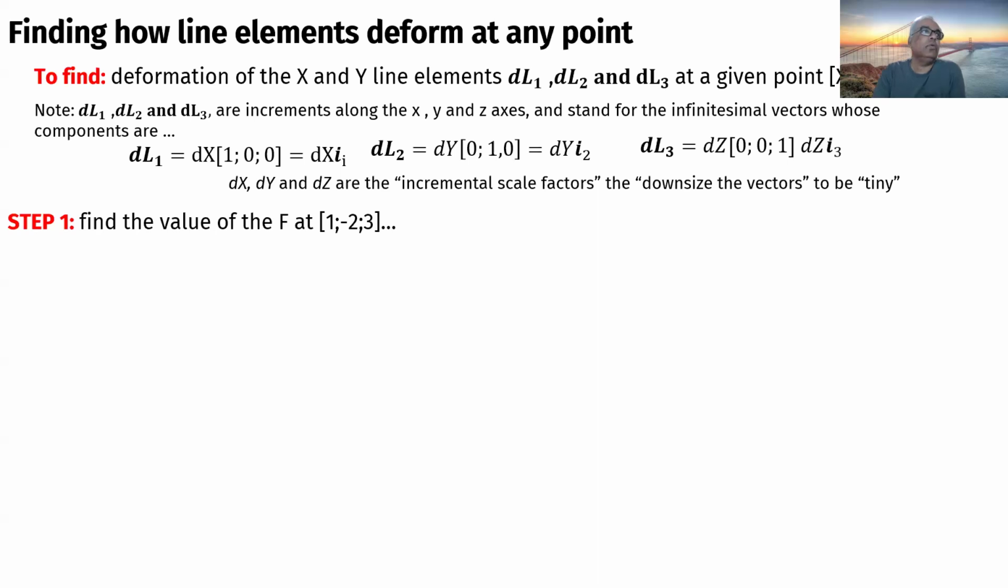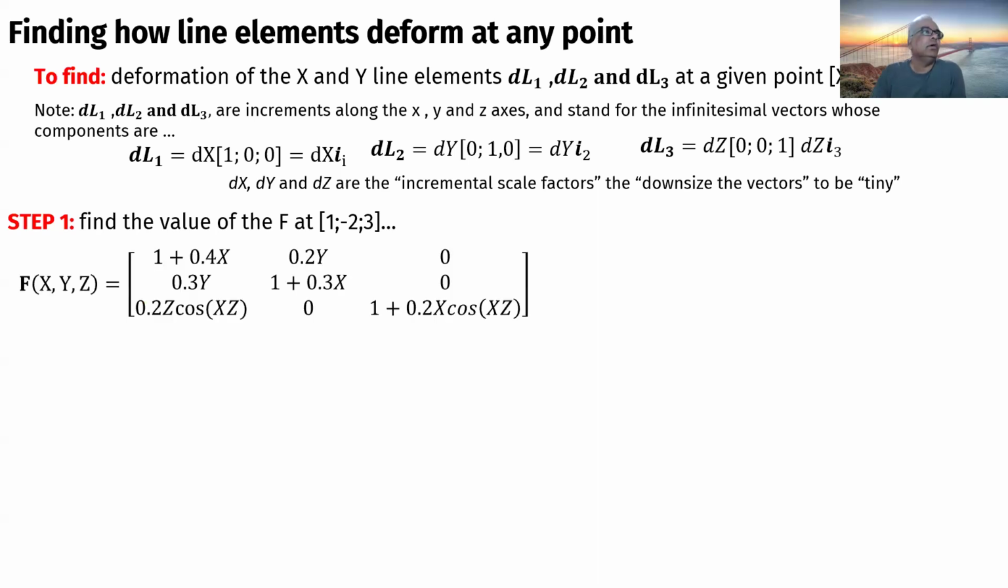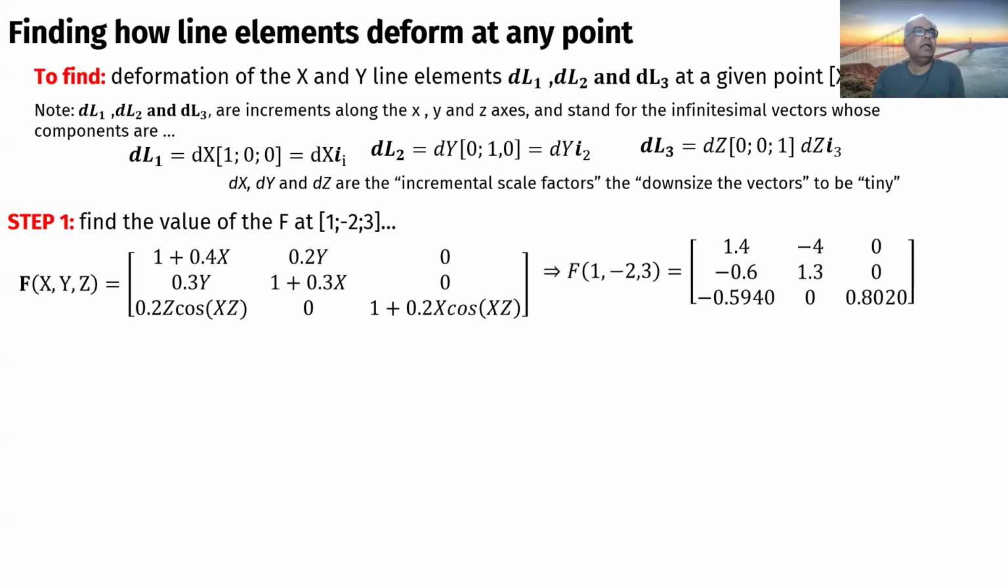Okay. So now we are ready. We want to find the value of f at 1, minus 2, 3. This is step 1. So we already did that for general. We now substitute x equal to 1, y equal to minus 2, z equal to 3. And then you will get 1.4, minus 0.4, 0, minus 0.6, 1.3, 0, minus 0.5940, 0.820. This is what you'll get.